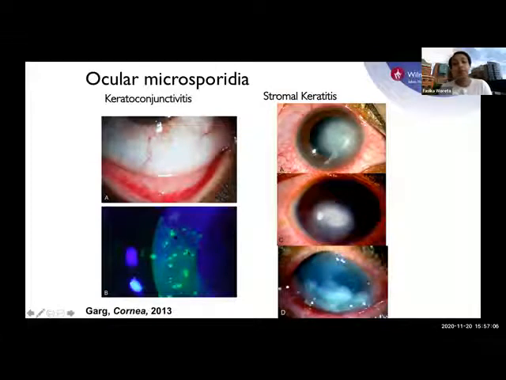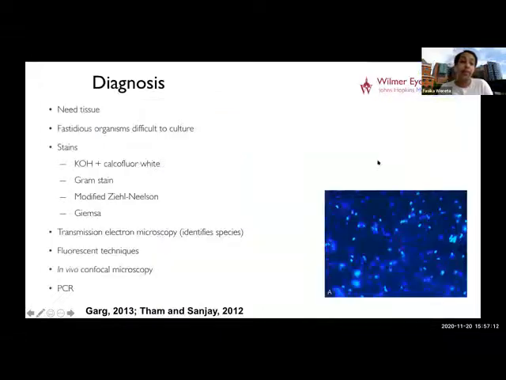So, I mentioned the keratoconjunctivitis. So these are the epithelial changes you can see. And in our patient, we had the stromal keratitis. So ultimately, in our patient, the tissue diagnosis and the pathology slides, which were actually sent to Wilmer, and read at Wilmer, were what made the diagnosis.